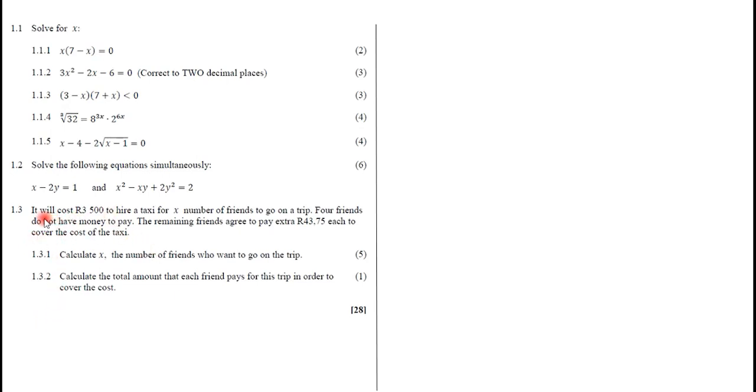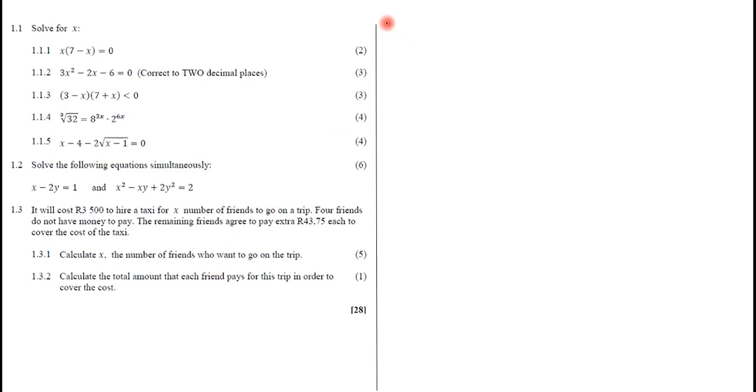So the statement says it will cost 3,500 rand to hire a taxi for X number of friends to go on a trip. 4 friends do not have the money to pay, and then it says here the remaining friends agree to pay an extra 43 rand 75 cents each to cover the cost of the taxi. Now the question here says calculate X, which is the number of friends who want to go on a trip.